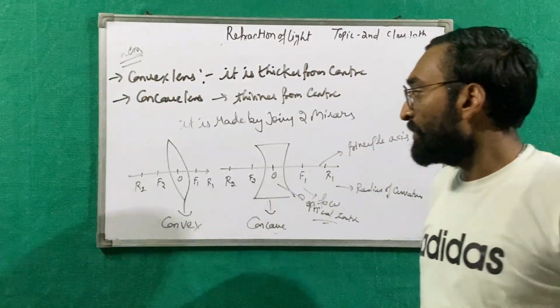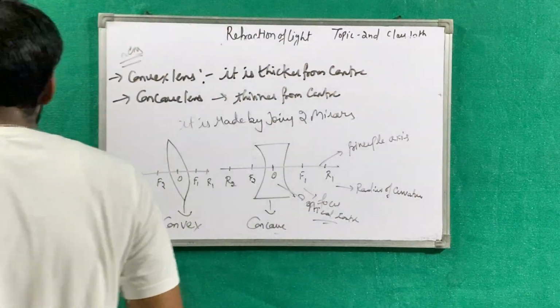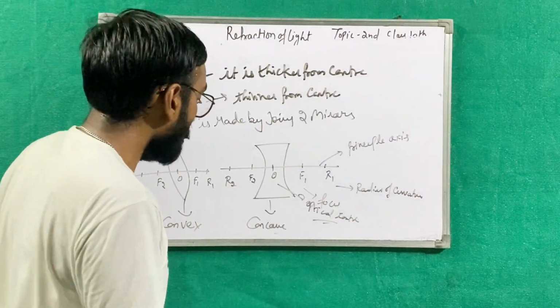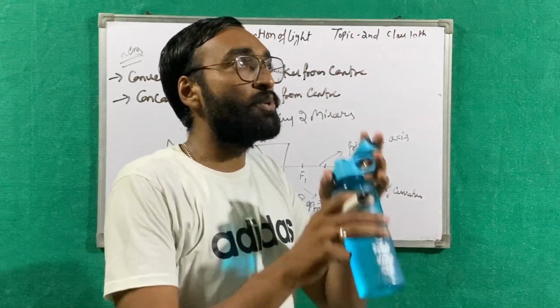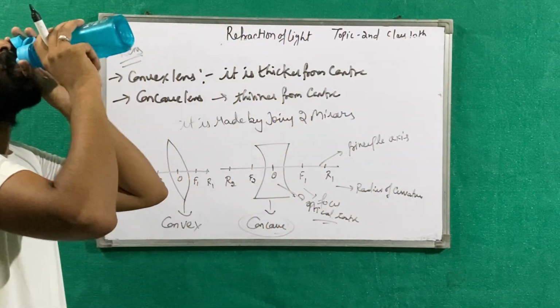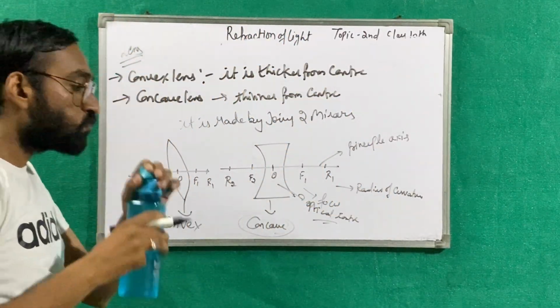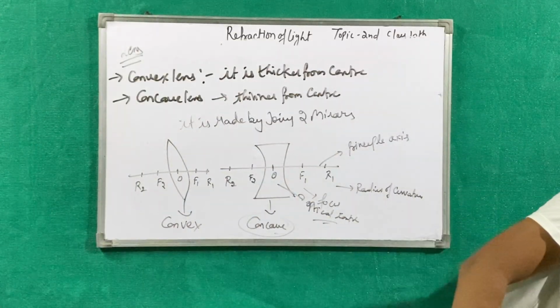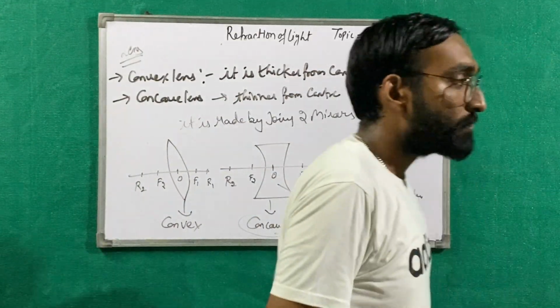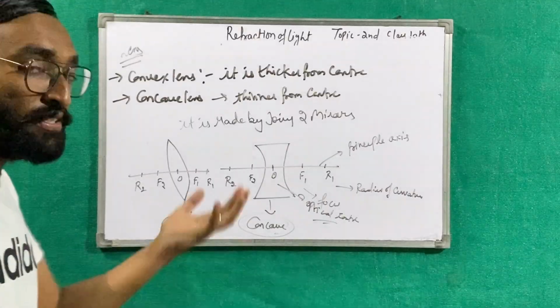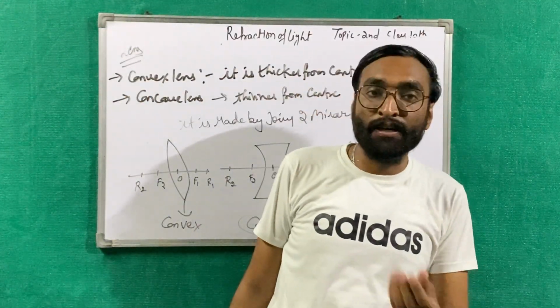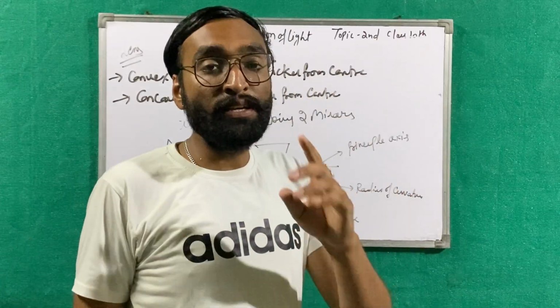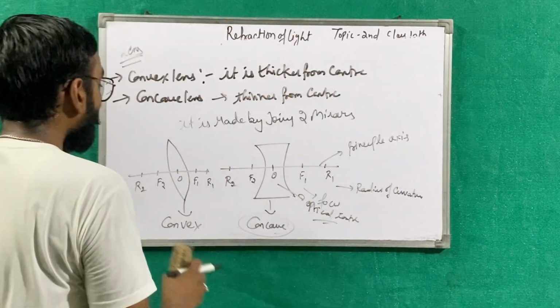These are the terms that are necessary for making out an image from this, and the image formed by the convex lens is always real and inverted, but the image formed by the concave lens is always virtual. As we have done in mirror, that concave mirror is always forming a real image, but in the lens case, convex lens is forming a real image.